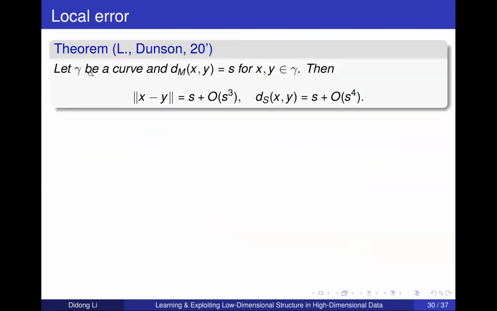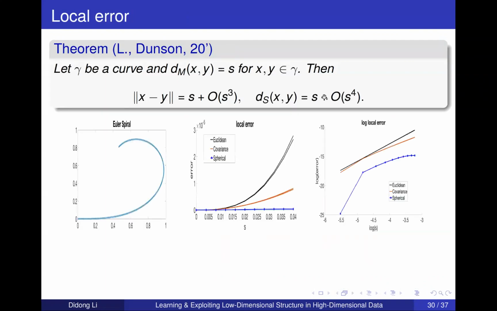So we show that if gamma is an unknown curve and this S is the true geodesic distance between X and Y, then the Euclidean distance is equal to the true distance plus the error term S cubed. Our spherical distance is equal to the true distance plus a better error term, S to the 4. So that means locally the spherical approximation has a better error rate.